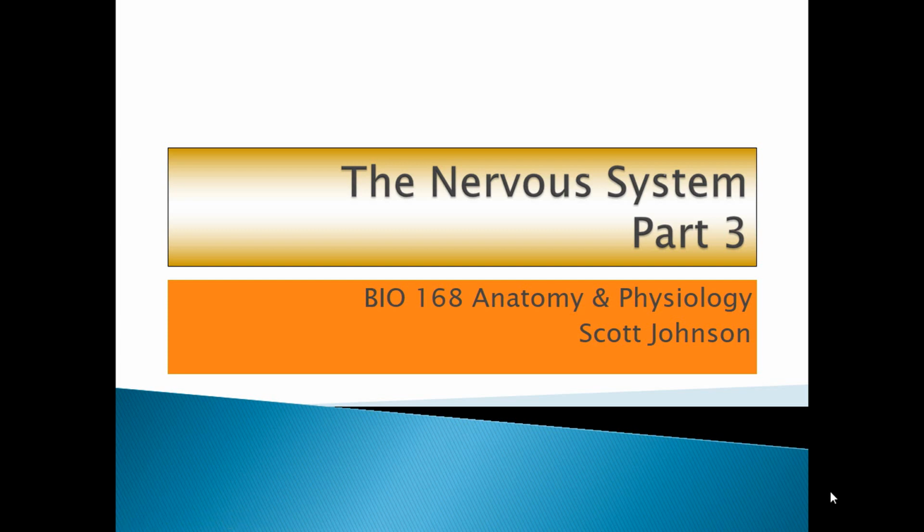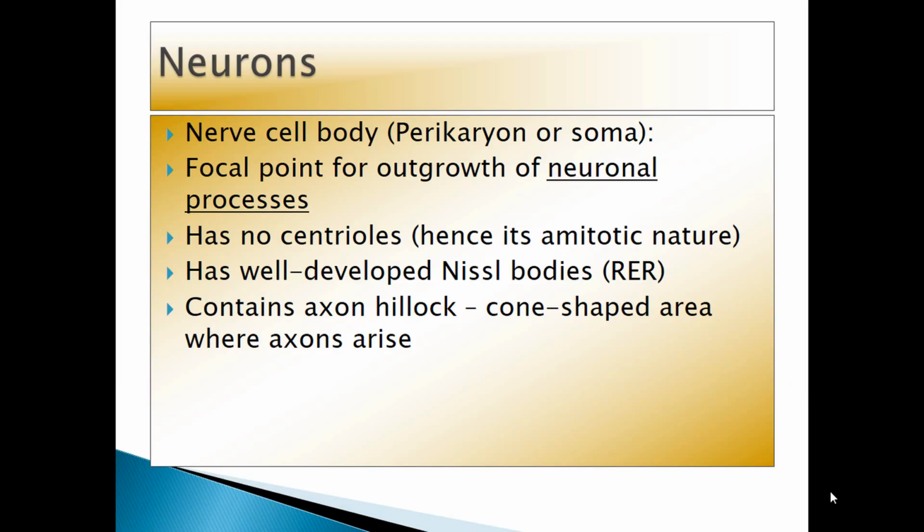Okay, this is part 3 of the nervous system. I'm going to jump right into it. We have a lot to unpack. So, parts of the neuron. We took care of histology in the previous one.